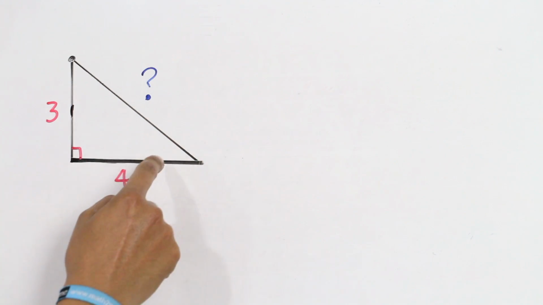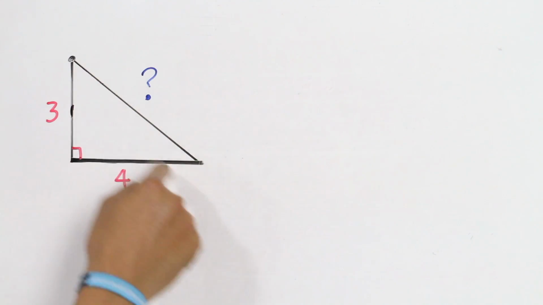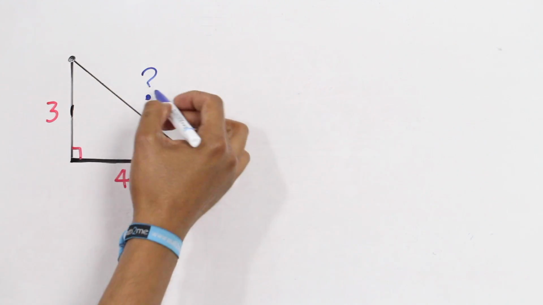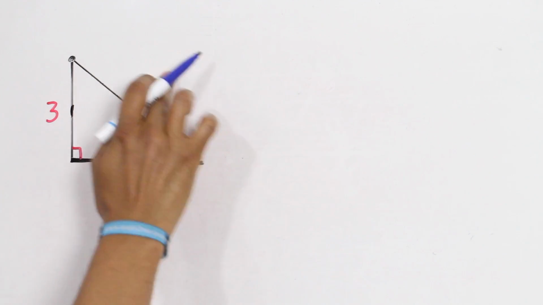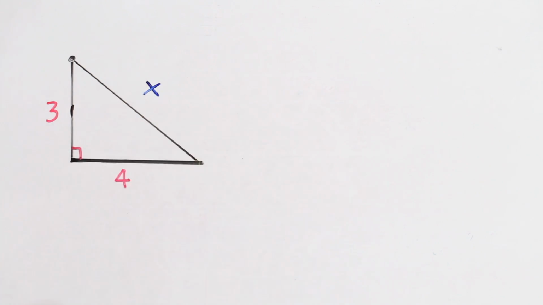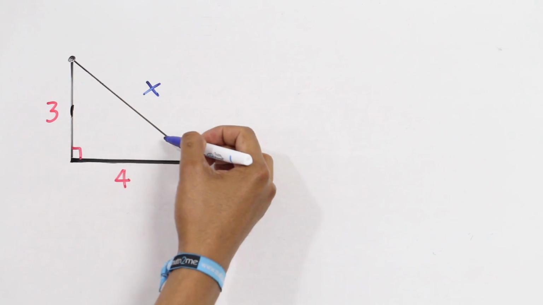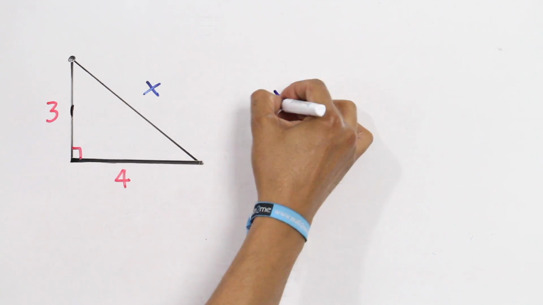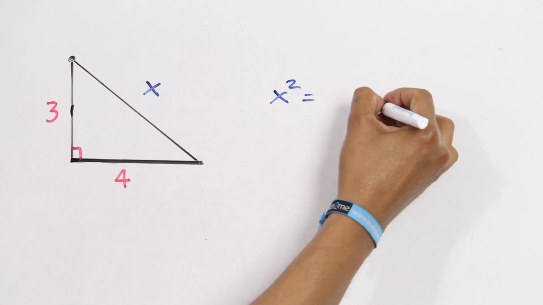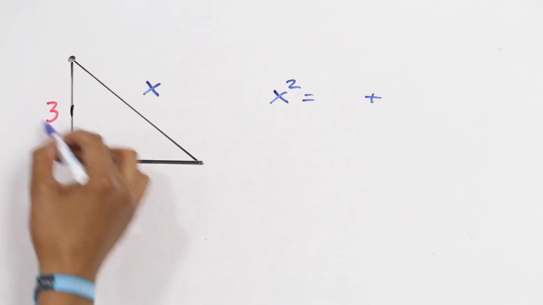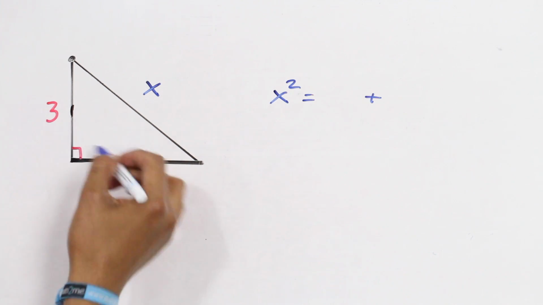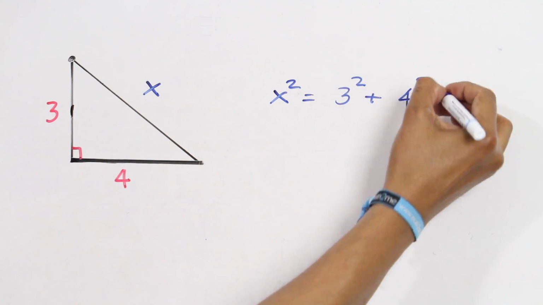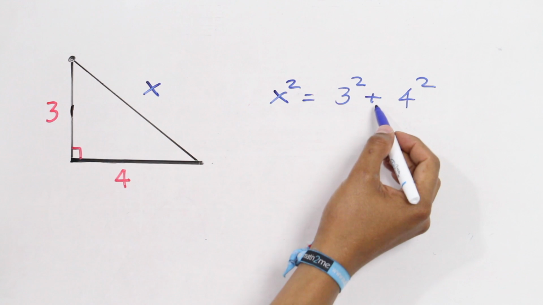For example, in this triangle the value of one side is missing, that is the hypotenuse, because it's the longest side. And instead of using this question mark, I can use a variable that is usually x. Because I know two values of this triangle, I can find the third, the hypotenuse, that is x. So x squared equals the addition of the squares of the two legs. In this case, I can start with, for example, 3 squared plus 4 squared. And this is how we get the Pythagorean theorem.